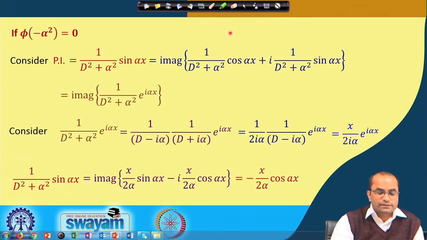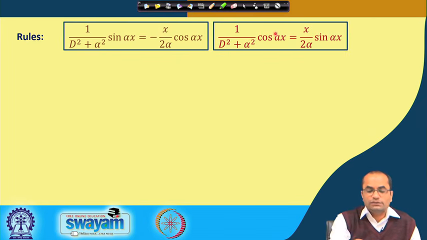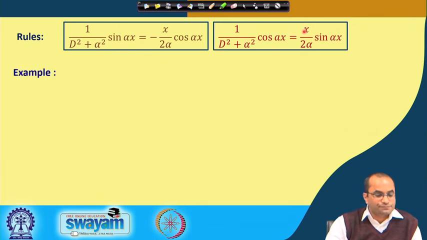Just to summarize these two important results: when we apply 1 over d square plus alpha square on sin alpha x, the result will be minus cos alpha x with the factor x over 2 alpha. For the cos, it will be sin alpha x with the same factor x over 2 alpha.